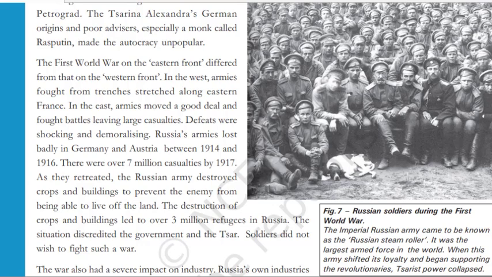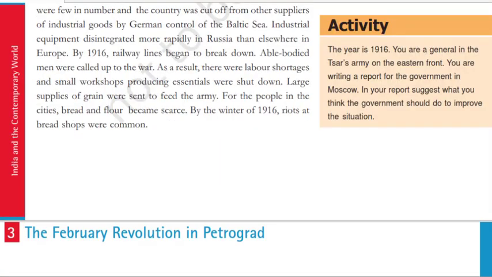The war also had a severe impact on industry. Russia's own industries were few in number and the country was cut off from other suppliers of industrial goods by German control of the Baltic Sea. Industrial equipment disintegrated more rapidly in Russia than elsewhere in Europe. By 1916, railway lines began to break down.